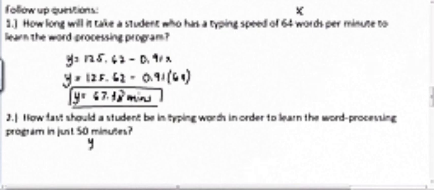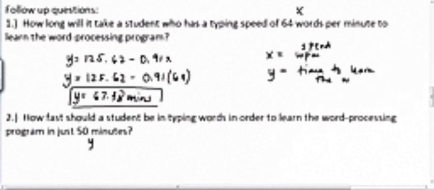So, that means letter y. Only two will be given, guys. Our x is the words per minute, or the speed of a student in typing words per minute. Our y is the time to learn the word processing program. Okay? So, what's given here is the time to learn the word processing program, which is 50 minutes. So, basically, that is letter y. So, what we're looking for here is x. So, you will substitute the letter y. So, same formula or same equation, y is equal to 125.62 minus 0.91x.